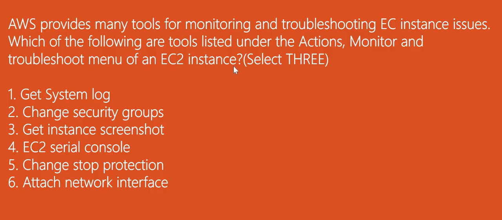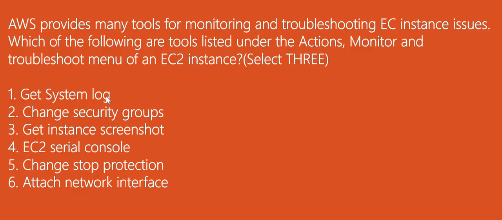There are three answers which can be correct. First is Get System Log. Second is Change Security Group. Get Instance Screenshot. EC2 Serial Console. Change Stop Protection and Attach Network Interface. So what could be the possible answer?